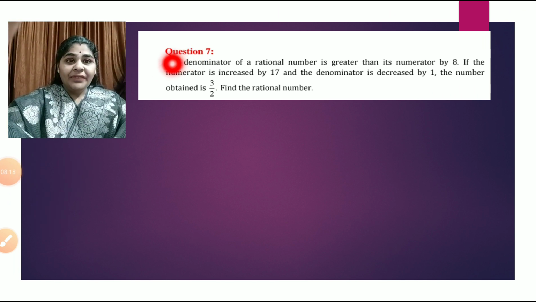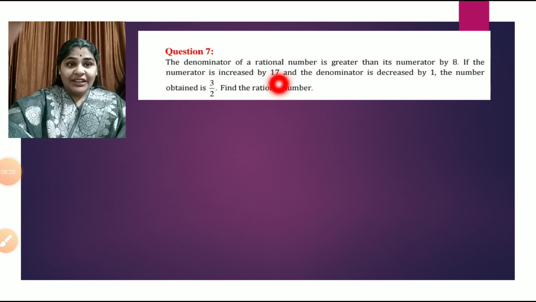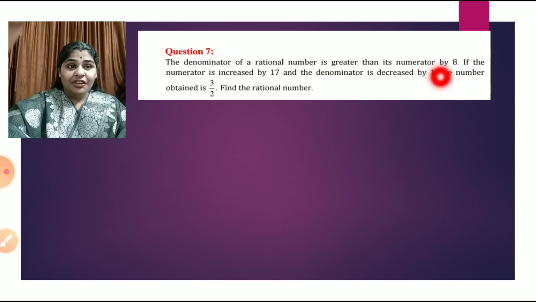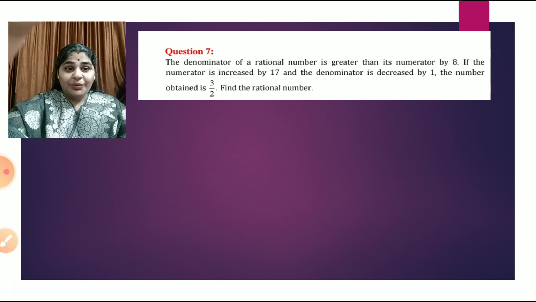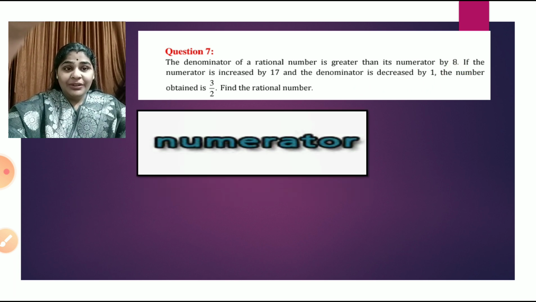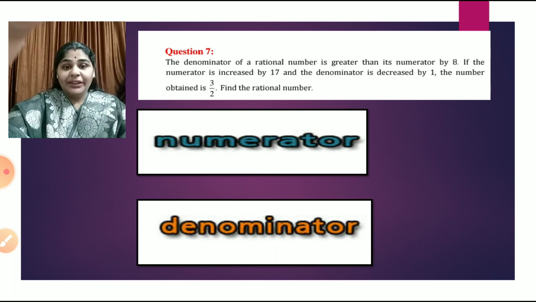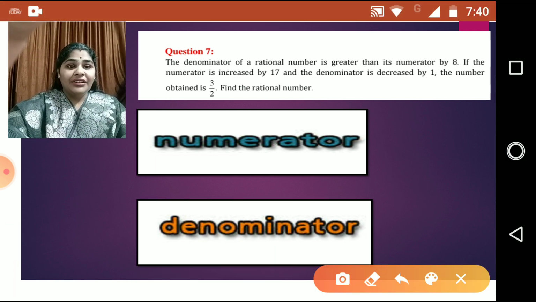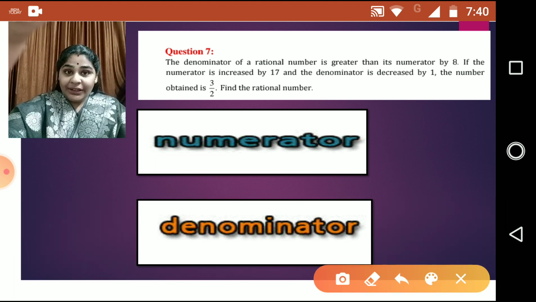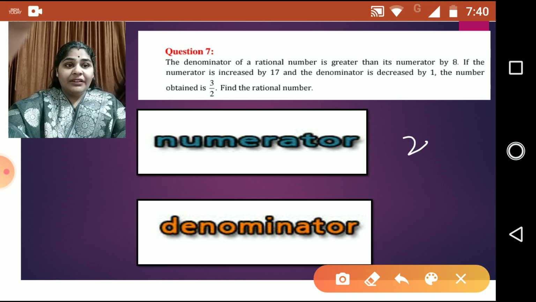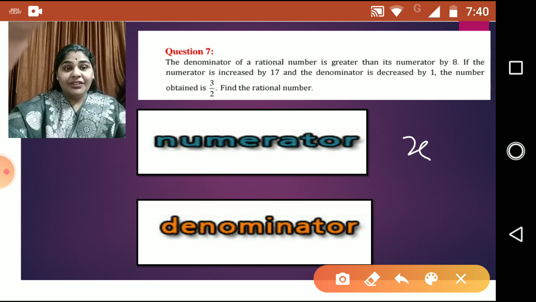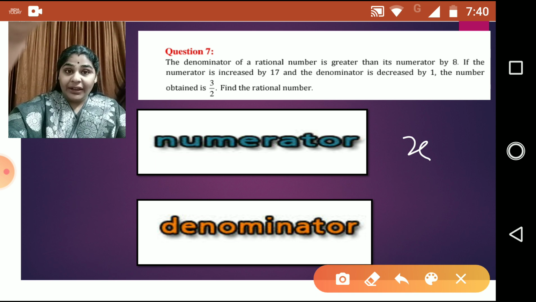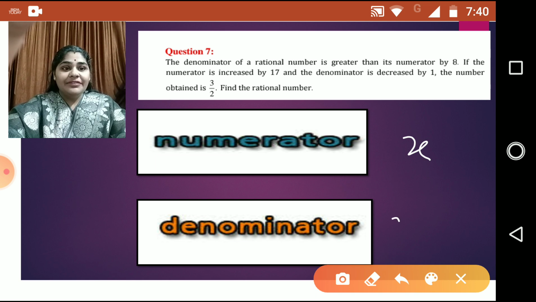Let us begin. The denominator of a rational number is greater than the numerator by 8. So you can see here now there will be a numerator and a denominator. Now if you see, children, we don't know the numerator, so let us assume that the numerator is x. And according to the question, the denominator is greater than the numerator by 8. Greater means we can take it as x plus 8.